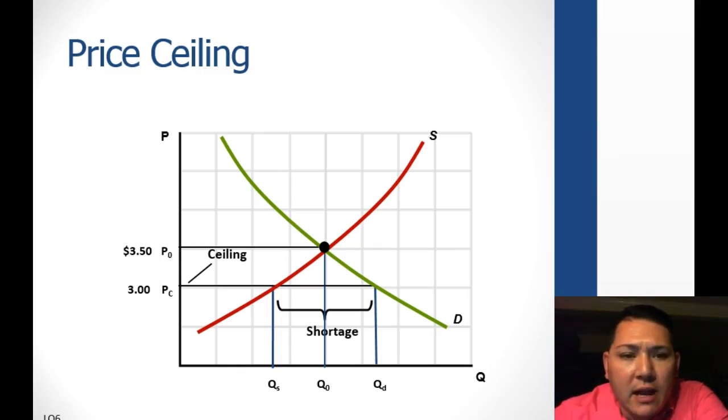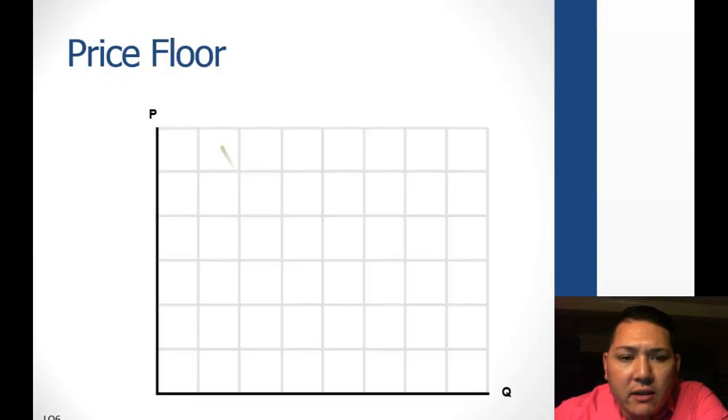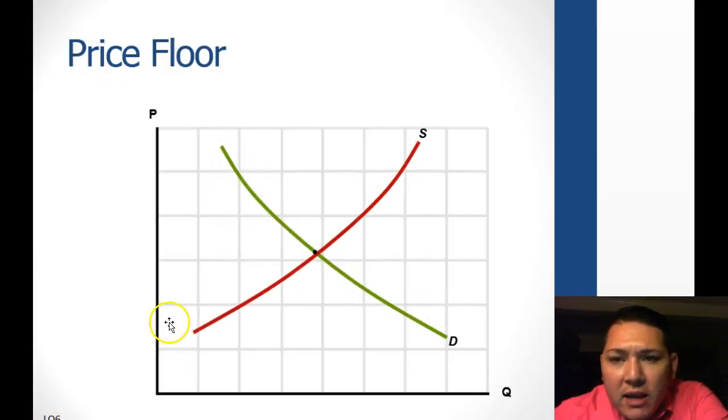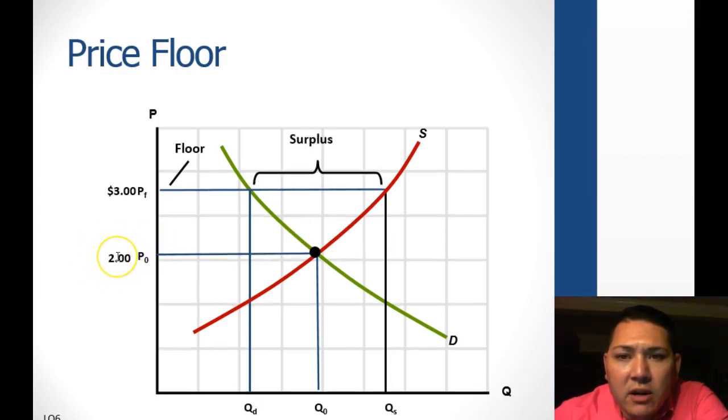Now, conversely, we can set price floors. Prices are set above the market price, and it creates chronic surpluses. It's a minimum price fixed by the government. To view that, we have our demand line and supply line, where the two meet is equilibrium. So say $2, or we'll say this is $2 an hour, suddenly we set the floor or minimum wage at $3.